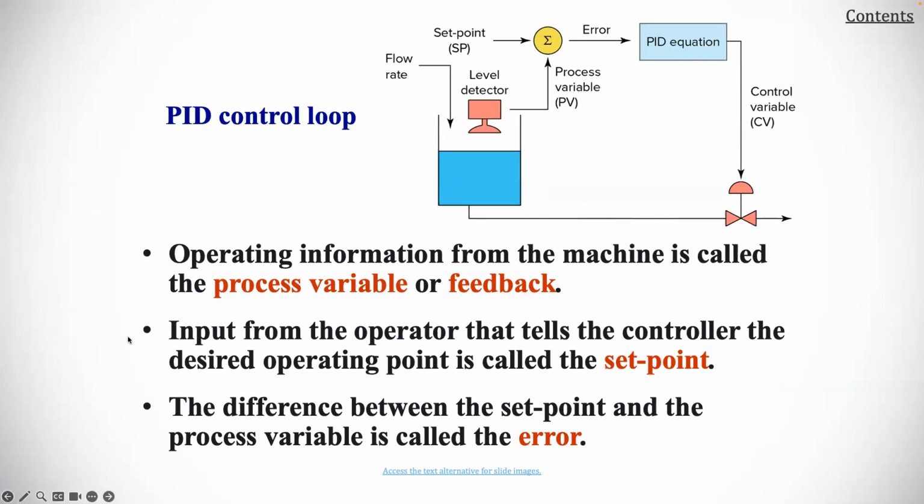Operating information from the machine is called the process variable or feedback. The input from the operator that tells the controller the desired operating point is called the set point. The difference between the set point and the process variable is called the error.